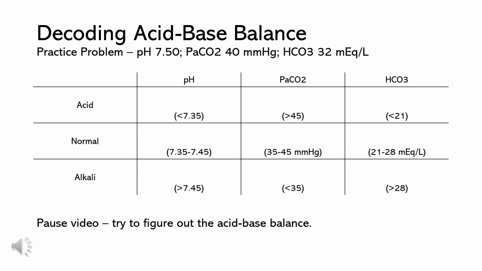Let's try another one. In this practice problem, you have a pH of 7.50, a PaCO2 of 40 millimeters mercury, and an HCO3 of 32 milliequivalents per liter. Pause the video and try to figure out the acid-base balance.